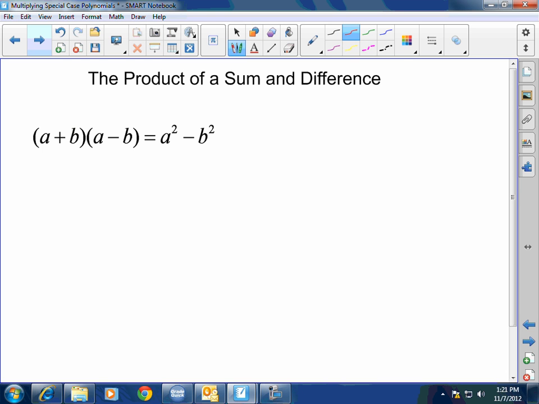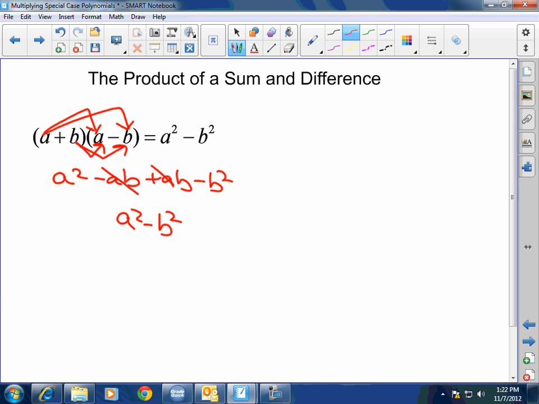If we FOIL this, what's a times a? What's a times negative b? What's b times a? And what's b times negative b? Am I not left with a squared minus b squared? Yes. Does that make sense?